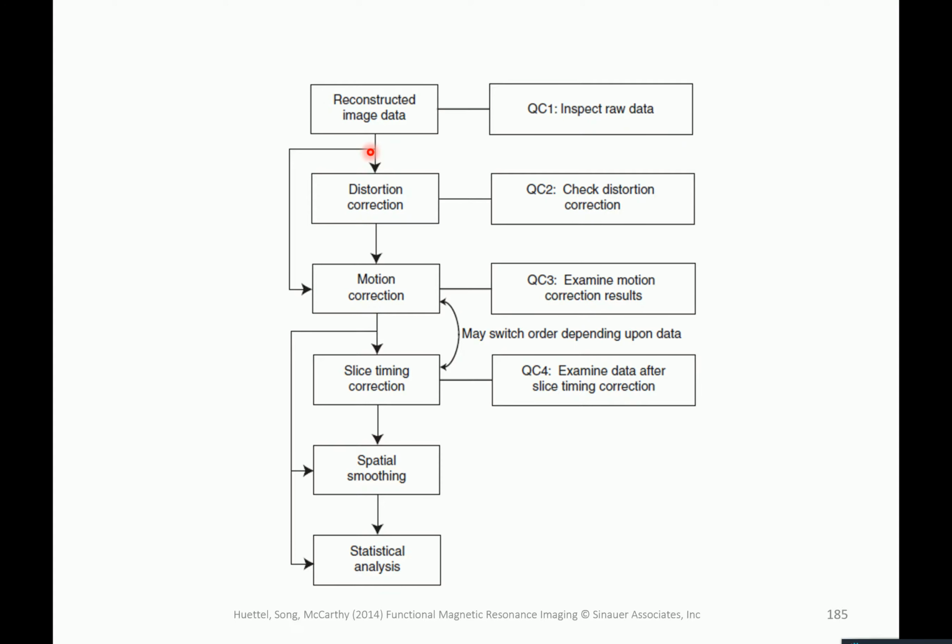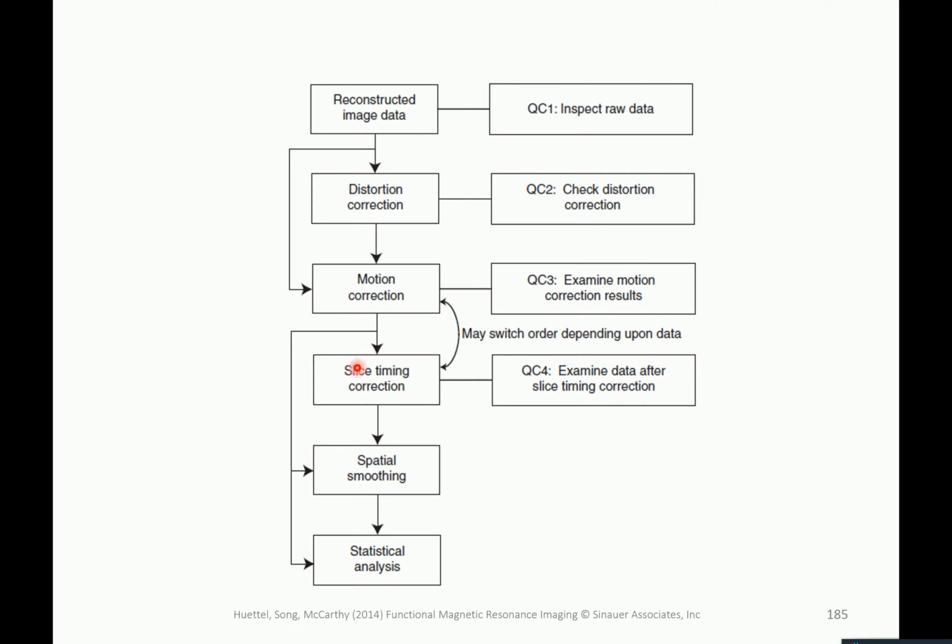Reconstructed image data means that you have done the inverse discrete Fourier transform of the data that was acquired in K-space. So you start with the images, and then you can do a number of steps before you start with the statistical analysis or the actual data analysis. Things that one can do are, for example, distortion correction and motion correction. Distortion correction is not always done. This is why there's this direct link to motion correction.